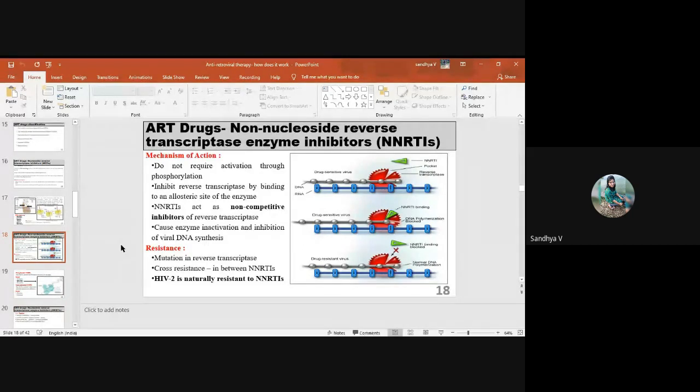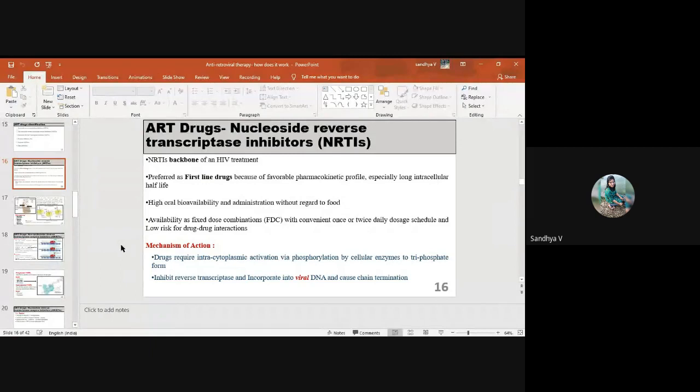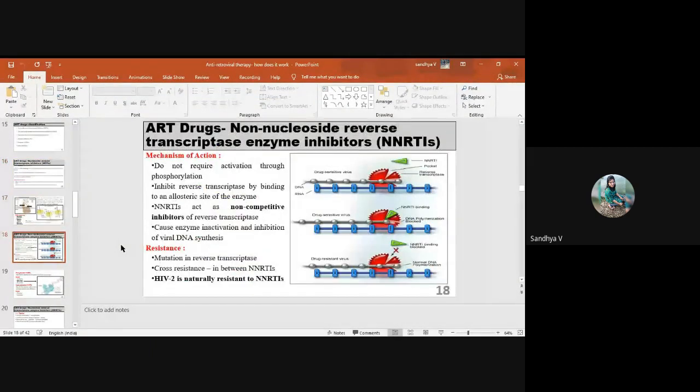Now the non-nucleoside reverse transcriptase enzyme inhibitors target the enzyme's allosteric site. The nucleoside reverse transcriptase inhibitors get incorporated at the site of DNA synthesis, but this class targets the reverse transcriptase enzyme itself. These non-nucleoside inhibitors bind at the enzyme's allosteric site, which makes them non-competitive inhibitors, and they stop the activity of the enzyme itself. In case of monotherapy, if it gets mutated, then DNA synthesis will start and it will convert into double-stranded DNA. HIV-2 is naturally resistant to non-nucleoside reverse transcriptase enzyme inhibitors.